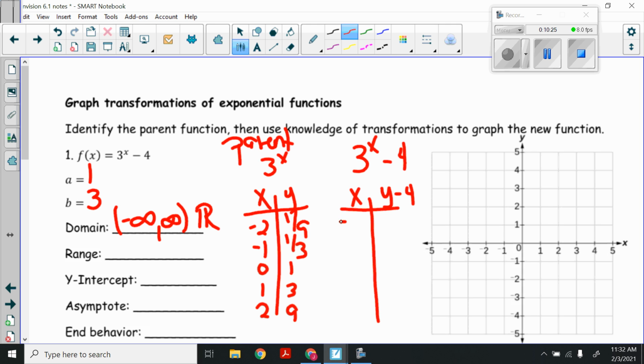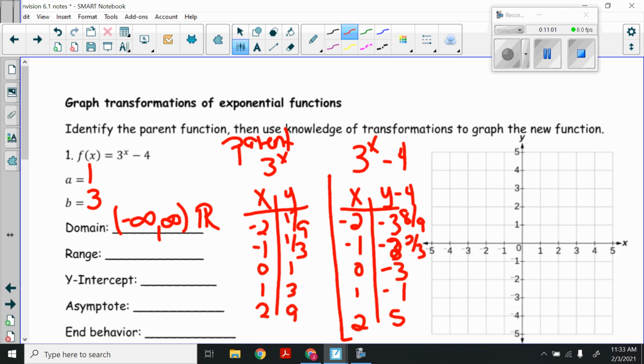So all of my x are staying the same, -2, -1, 0, 1, and 2. All of my y's, I'm going to subtract 4. 1/9 minus 4 gives me -3 and 8/9. 1/3 minus 4 gets me -2 and 2/3. Sorry, -3 and 2/3. 1 minus 4 gets me -3. 3 minus 4 gets me -1. 9 minus 4 gets me 5.